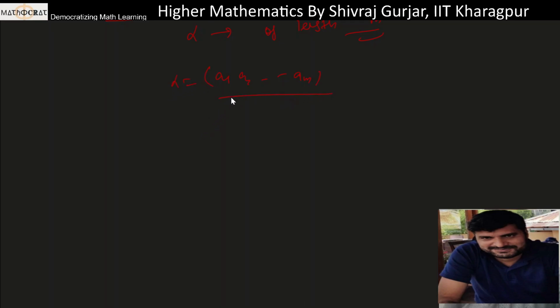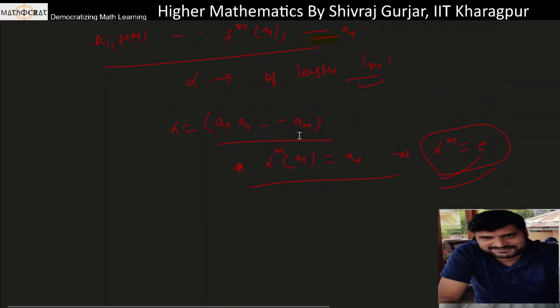This is alpha. So in this case, if we look at alpha to the power m, if we apply it on A1, this will give A1 itself. Or we can directly say that alpha power m is nothing but E, the identity. Okay, so this is the thing. So this is known as the length of this cycle. The length of this cycle is m.